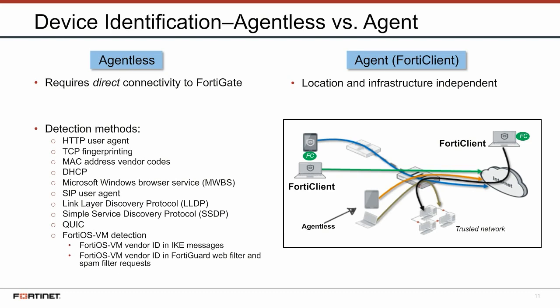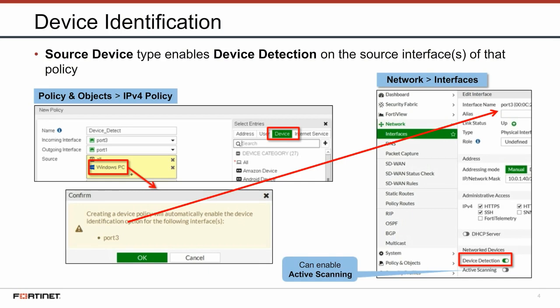Agent-based uses FortiClient. FortiClient sends information to FortiGate, and the device is tracked by its unique FortiClient User ID, UID. If you enable source device type in the firewall policy, FortiGate enables device detection on the source interfaces of the policy. By default, FortiGate uses device detection, passive scanning, which runs the scans based on the arrival of traffic.